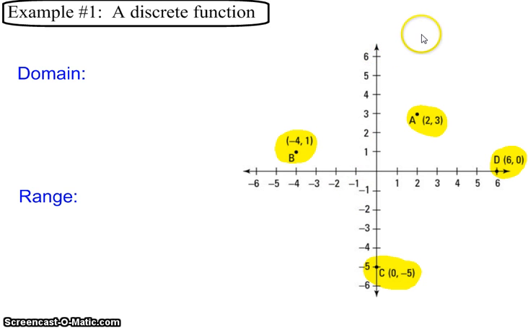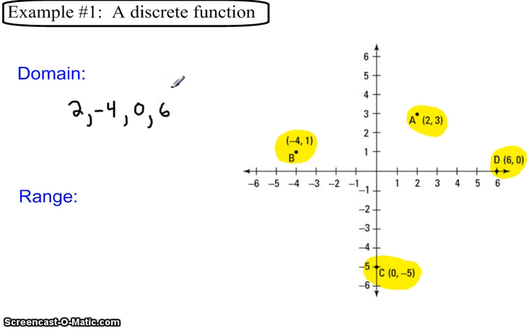Example 1's a discrete function, and all that means is that it's got points scattered along the graph. They're not connected by lines or curves or anything like that. So in this case, finding the domain and range is actually really easy. Remember, the domain is all the x values. So all we're going to do is look at the x values for each coordinate pair here. I'm going to start with A, and A has an x value of 2. B has an x value of -4. C has an x value of 0. And D has an x value of 6.